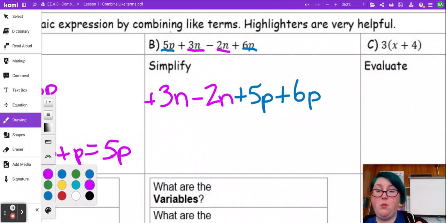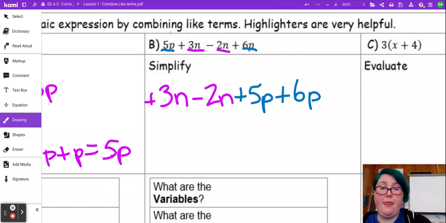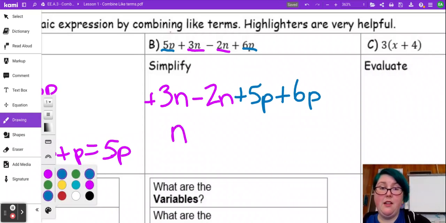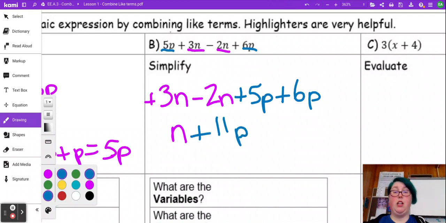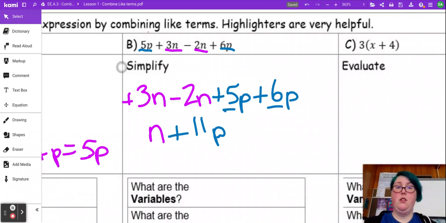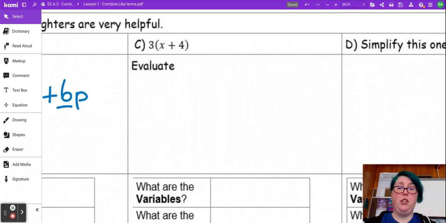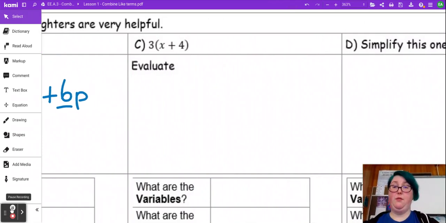So now you can combine them. We know that 3 minus 2, that would be n, and 5 plus 6, that would be plus 11p. So all I've done is taken those coefficients and either added or subtracted depending on what my expression calls for. So highlighters, different colors, those are all really, really helpful, folks.